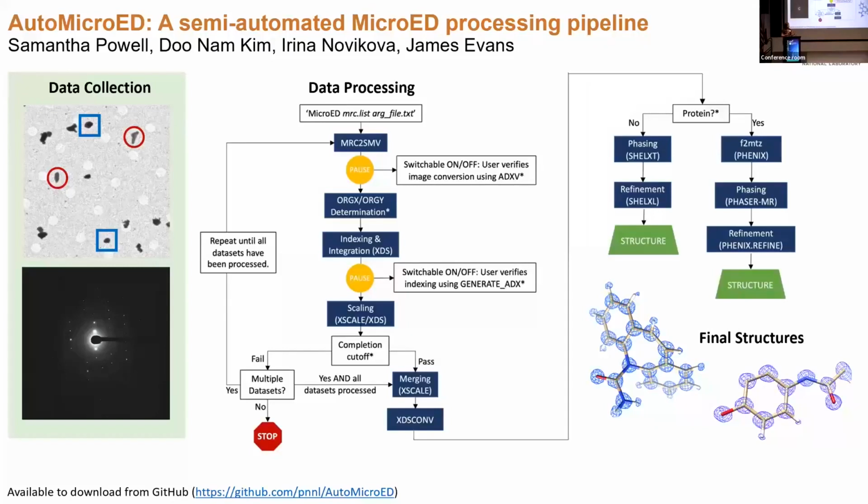We can do data collection on the same grid with multiple samples, and all of this data can be simultaneously fed into AutoMicroED. AutoMicroED can process multiple samples at the same time and will output separate structures out of all of the data that you gave it. We wanted to ensure that our program has the ability to handle heterogeneous samples. AutoMicroED is freely accessible on our GitHub page.